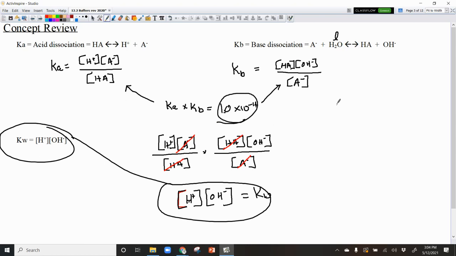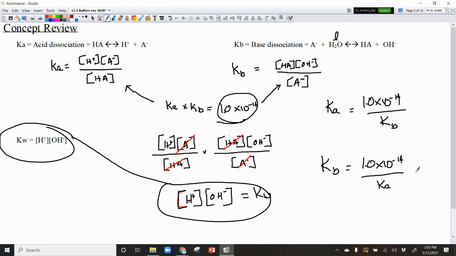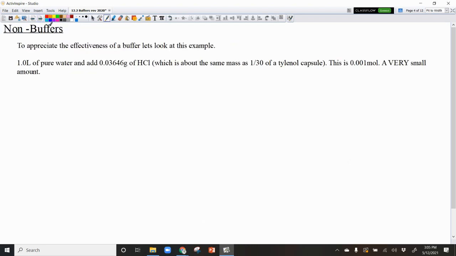So all of that in saying that if you are looking for the Ka, you can take 1.0 times 10 to the negative 14th and divide it by the Kb. And if you're looking for the Kb, which we will do in this section, we can take 1.0 times 10 to the negative 14th divided by the Ka. Okay, so make sure you have your Ka sheet handy and available so that we can use numbers from that. All right, and that's just a little concept review that we went over in our last section as well.